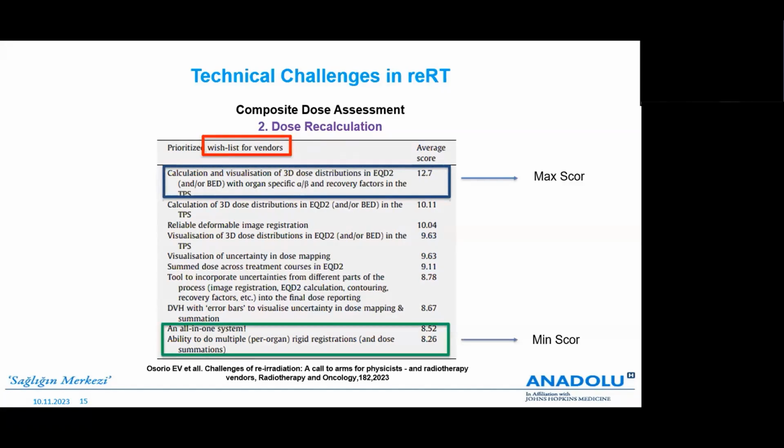If you look at the minimum score, they ask for rigid registration software. Probably lots of physicists now already have a rigid registration algorithm, which means they don't need one. So this is the minimum score. So they are asking the vendors, maybe there are some vendors here, to create software which calculates the EQD2, alpha beta value, recovery value, and BED value. So this is the important message from the physicists to the vendors.